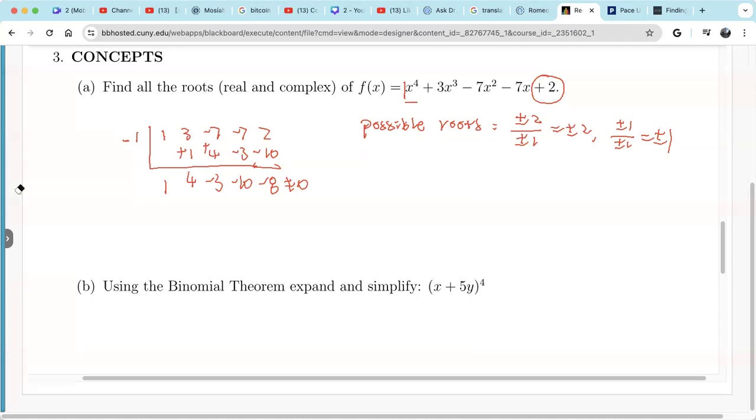Let's try -1. We pull this one down, -1 times 1 is -1. Add those two, get 2. -1 times 2 is -2. Add those two, -9. -1 times -9 is positive 9. Add those two, -2. -1 times -2 is positive 2. 2 plus 2 is 4, still not 0. So plus minus 1 are not the roots. So now let's try positive 2.